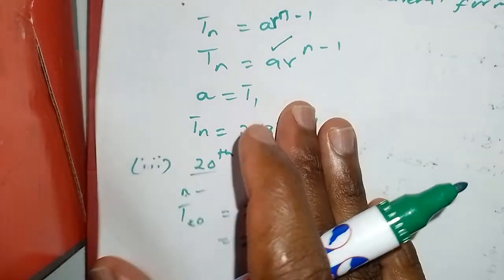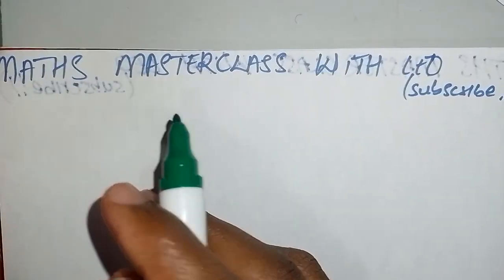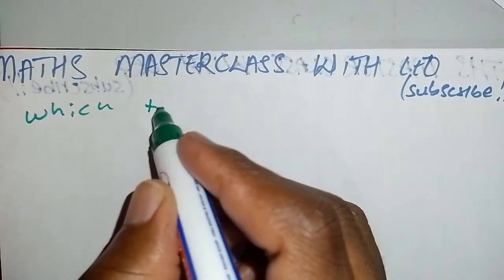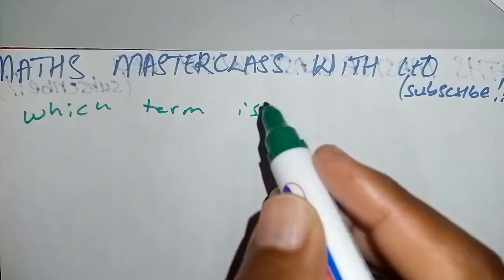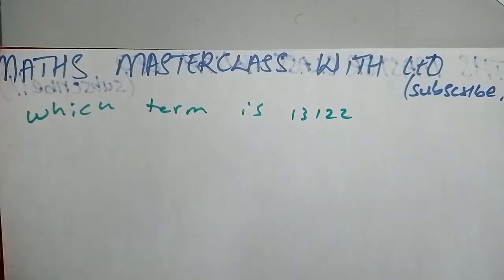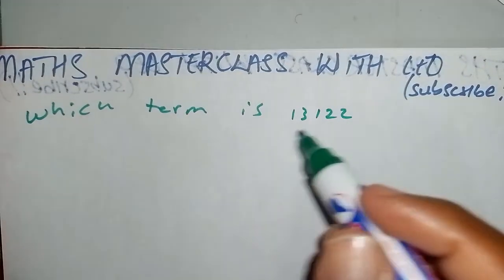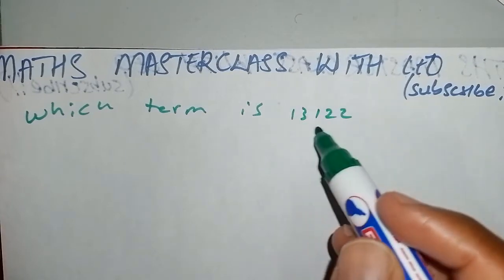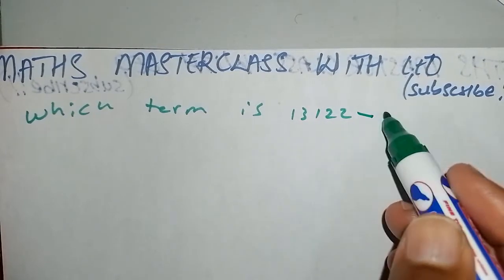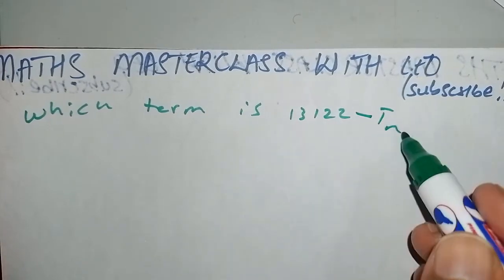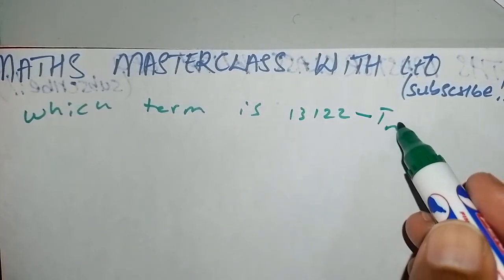Right, let's attack the next question. Now, the next question says, which term is 13,122? Which term is equal to that, right? Now, they need the position. We are required to calculate the position here. We have Tn. This is the value of Tn. This is the term, right? We need this n, right?